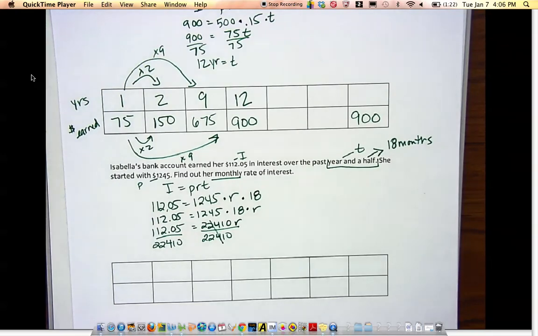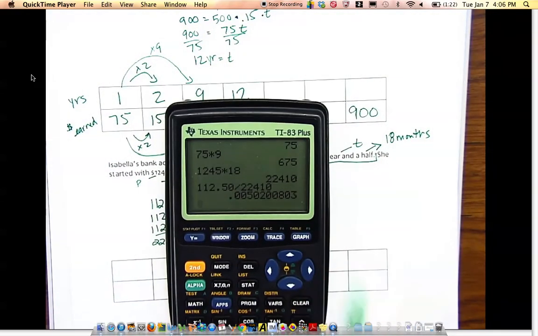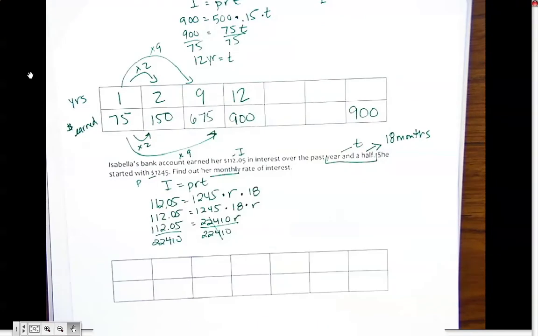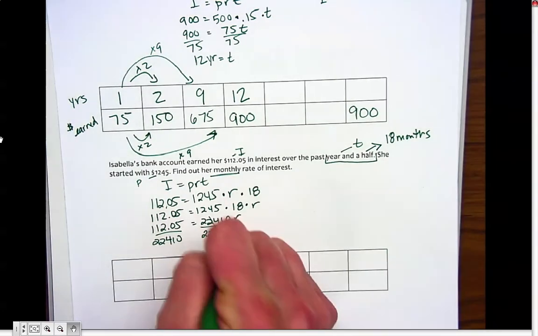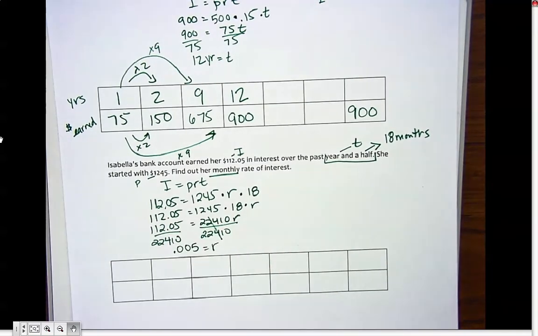When I do that, the calculator gives me, hopefully you can see that, 0.005. Five zeros, which means that this is going to be 0.005. That's a teeny tiny number. So R equals 0.005. So what is that as a percent?